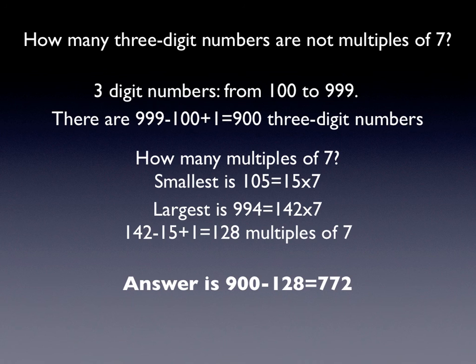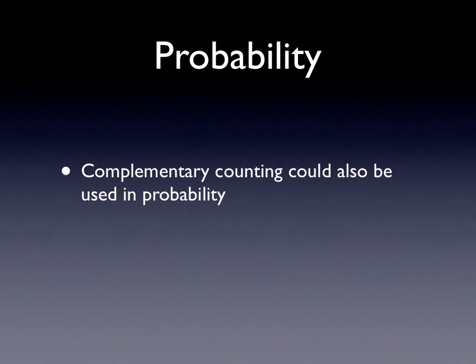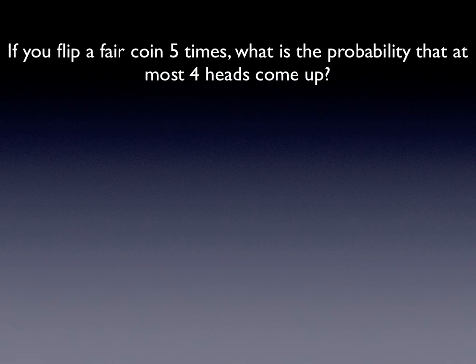Again, there's 900 total, 128 do not satisfy, so 772 satisfy. This could also be applied in probability.